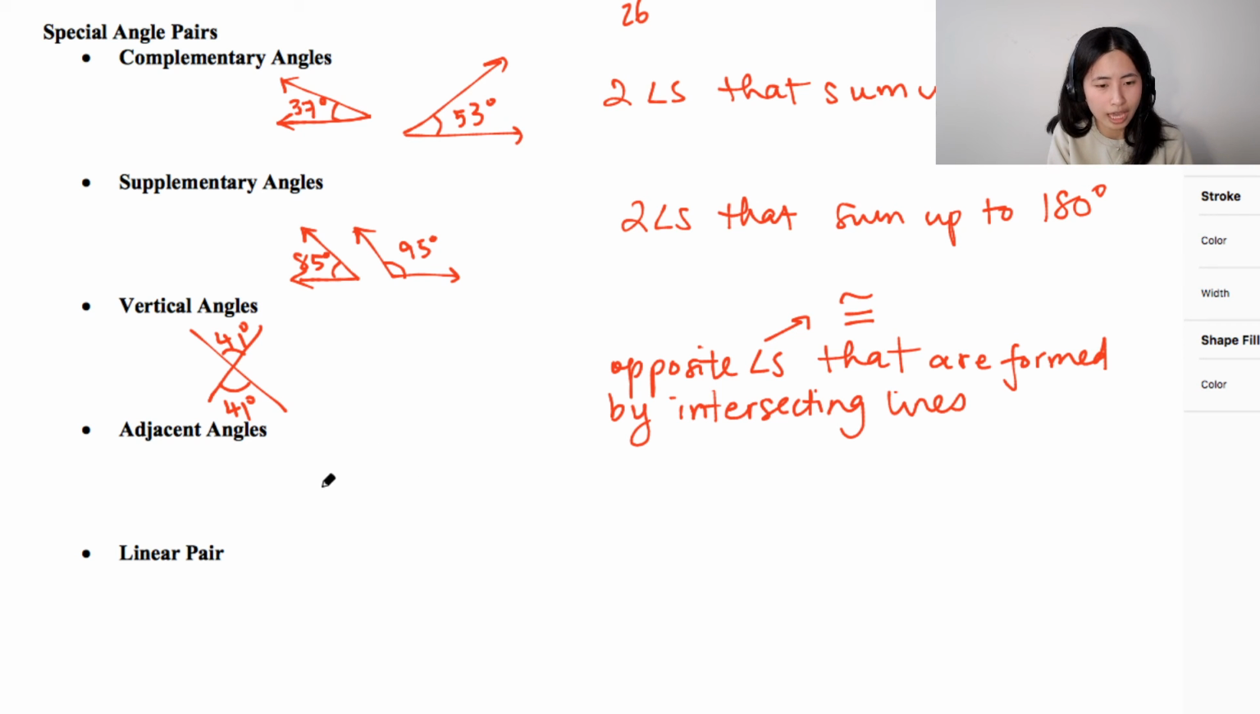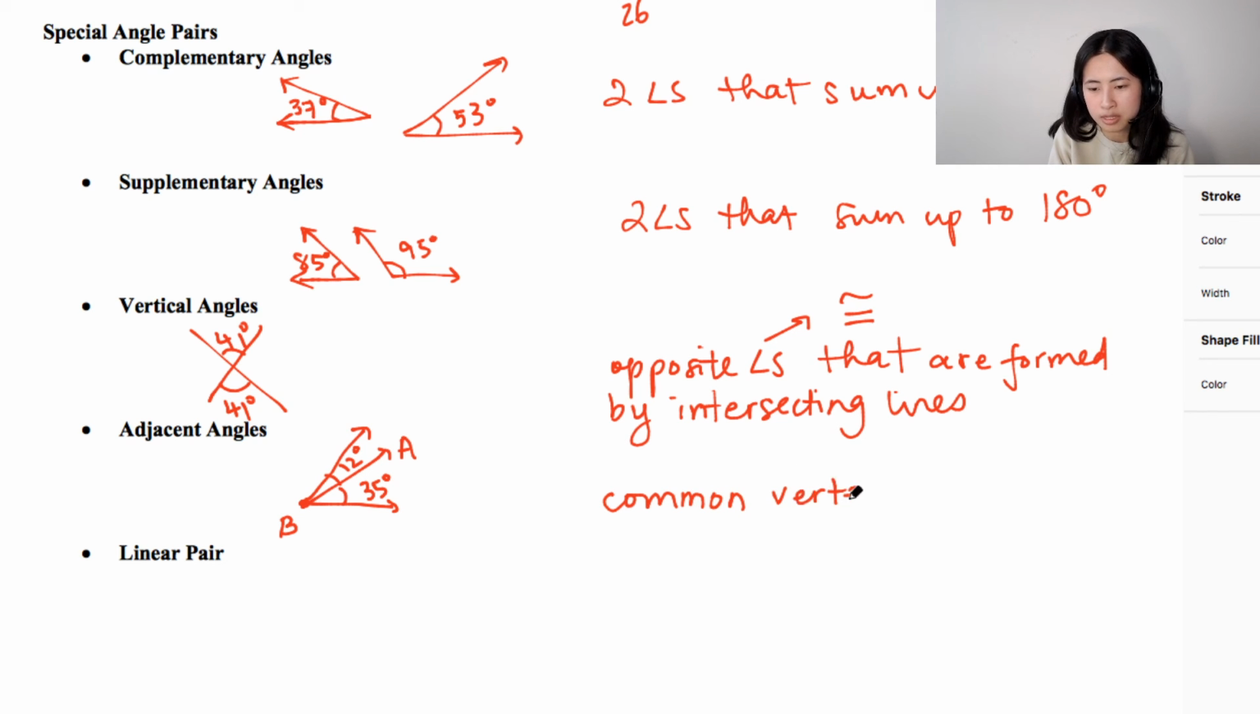So if you're looking at, let's say, 12 degrees, I guess this is probably too big for 12 degrees, but maybe we can have that here. So if this is 12 degrees and let's say this is 35 degrees, they don't necessarily have to add up to a certain degree as long as they share a common vertex, for example vertex B, and then they share a common side, which is AB, that makes them adjacent to one another. Okay, so adjacent angles need to share a common vertex and a common side.